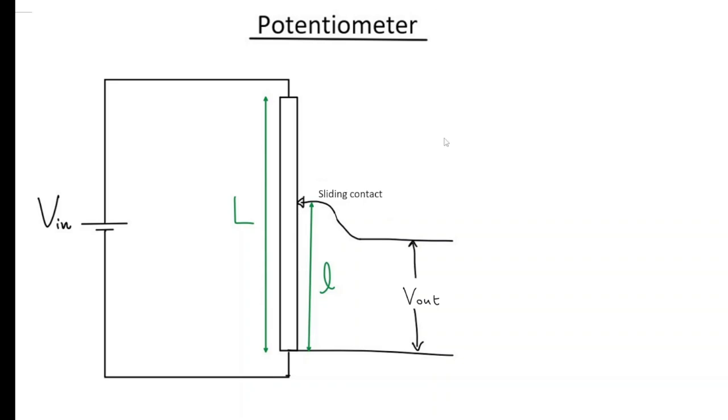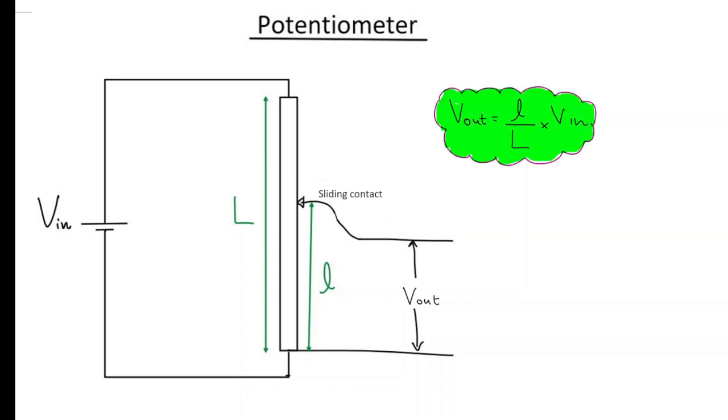Then you have a sliding contact. As the name implies, you can slide it to any place. You can slide it here, you can slide it here or there. You can slide it to any place along the long resistor. So depending on where you keep the sliding contact, you can get a fraction of this input voltage. So the formula here is V out is lowercase l, which is the length here, divided by capital L, multiplied by the input voltage.